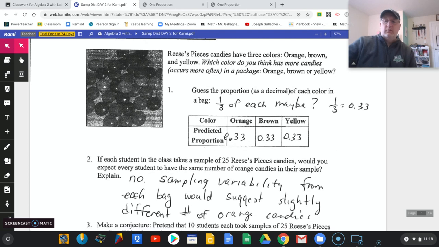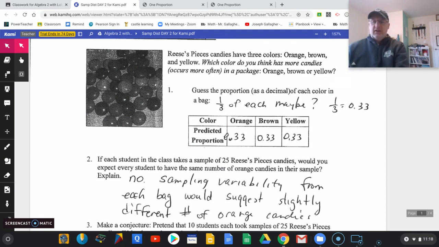Now, the next question is, when I actually handed out the bags, before I had people open them, I'd say, when we open up these bags, everybody's going to pour them out, and there's way more than 25 in a bag, but if I had you randomly pour out 25 without paying attention to color, put them in, let's say, a cup like I have here, would you think that everyone in the class would have the same number of orange? Just to make it easy, we're going to talk about orange today. And you'd say, well, probably not, because like my answer says here, sampling variability from each bag would suggest that there's a slightly different number of orange candies in each one.